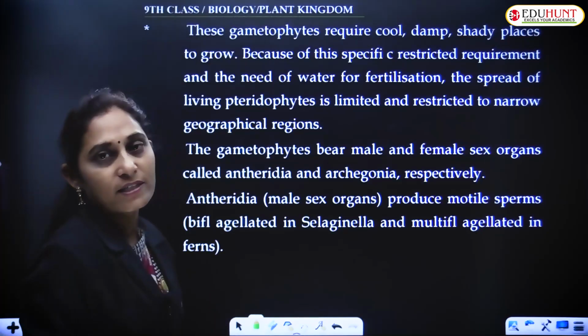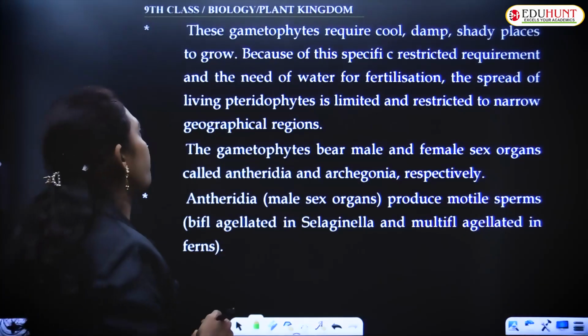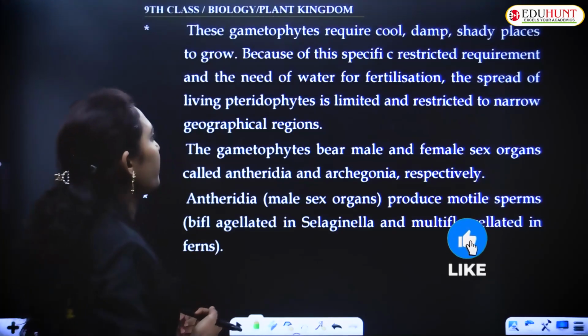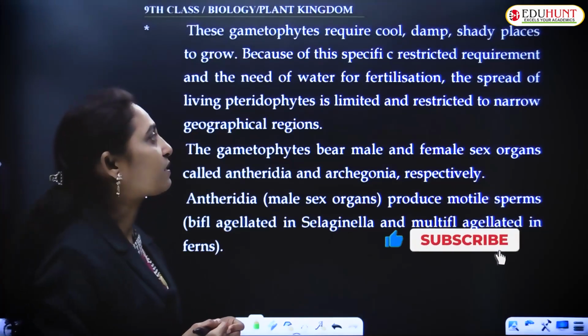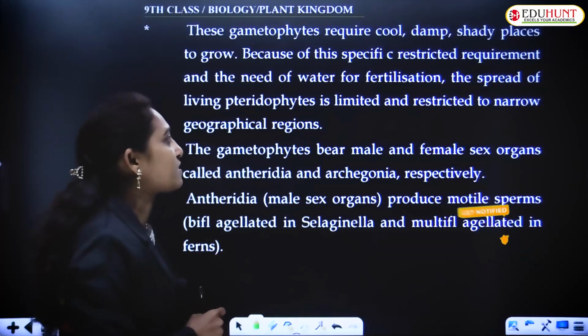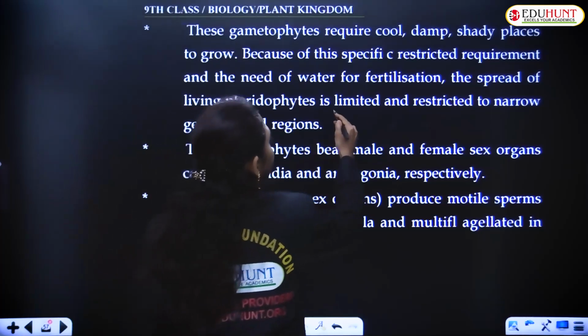Now the gametophytes require cool, damp, shady, moist places for their proper growth and development. Because of this specific restricted requirement and the need of water for fertilization, the spread of the living pteridophytes is limited.